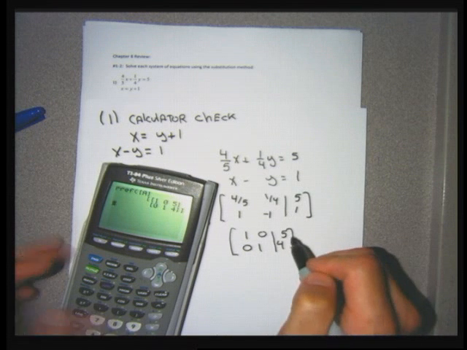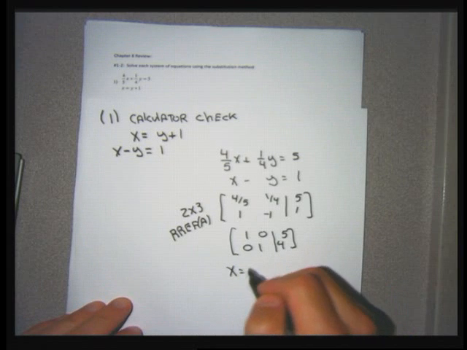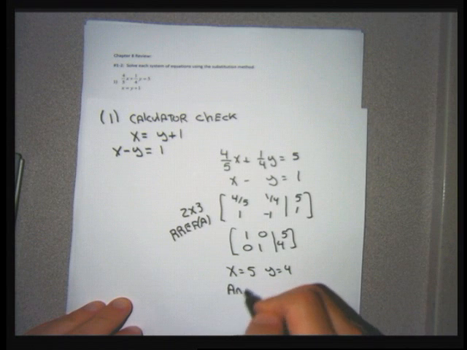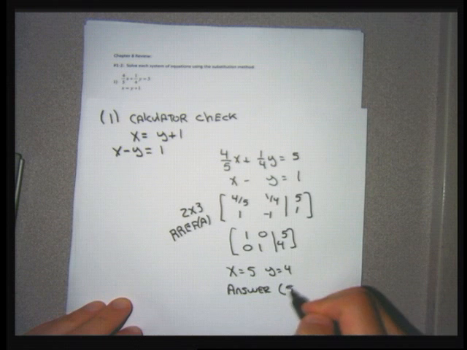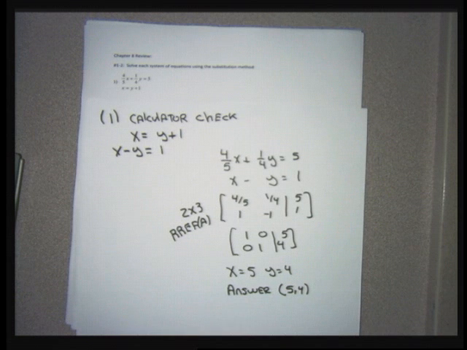Second matrix, enter, enter, and that leads me to the matrix 1, 0, 5, 0, 1, 4. So the answer to this problem that I'm shooting for is going to be x equal to 5, y equal to 4, and when I write my answer, when I actually do the algebra, I'm going to write (5, 4).